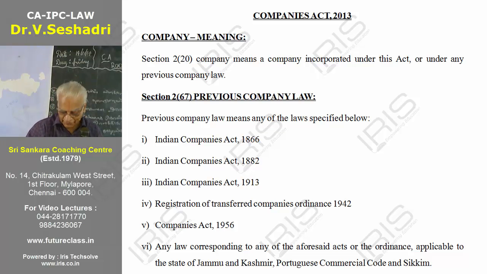Now, we go one by one. What is a company? Now you take down section 2, subsection 20. Company means a company incorporated under this Act or under any previous company law. Section 2, subsection 67 explains what you mean by previous company law. Previous company law means any of the following laws specified below. 1. Indian Companies Act 1866.